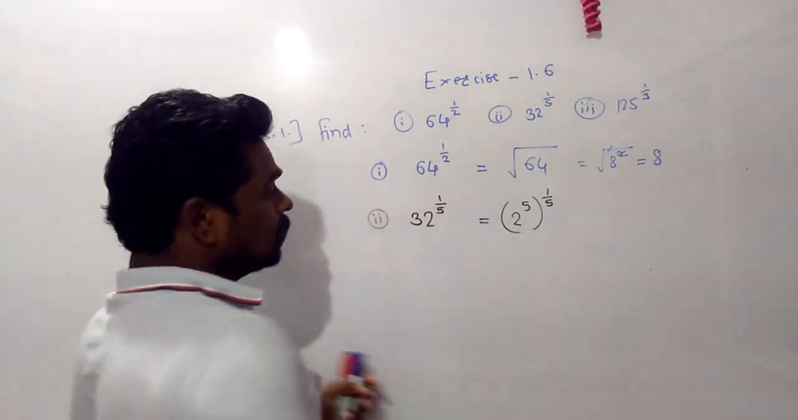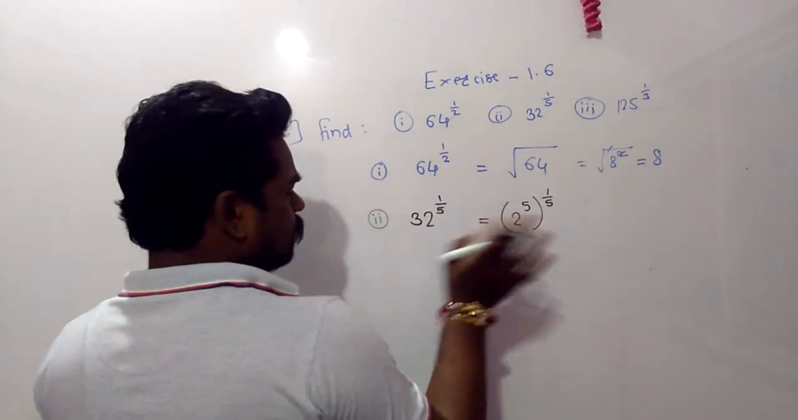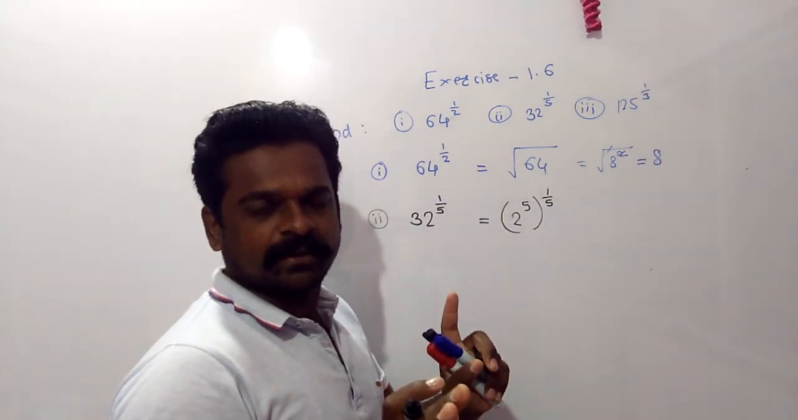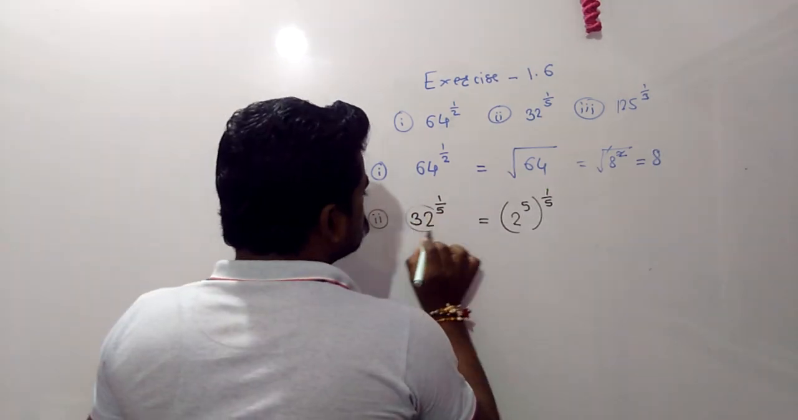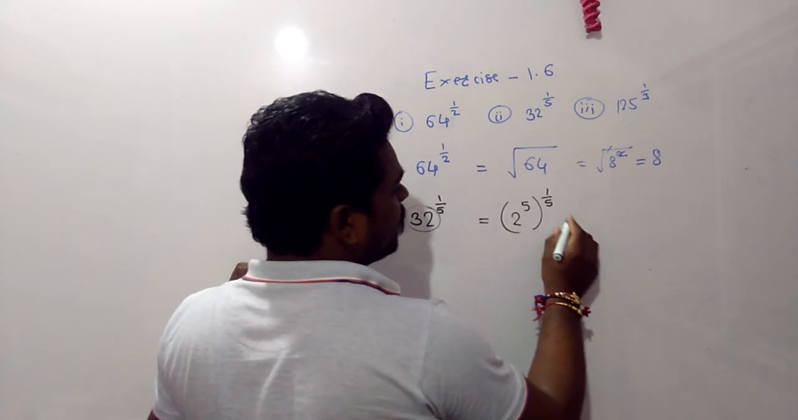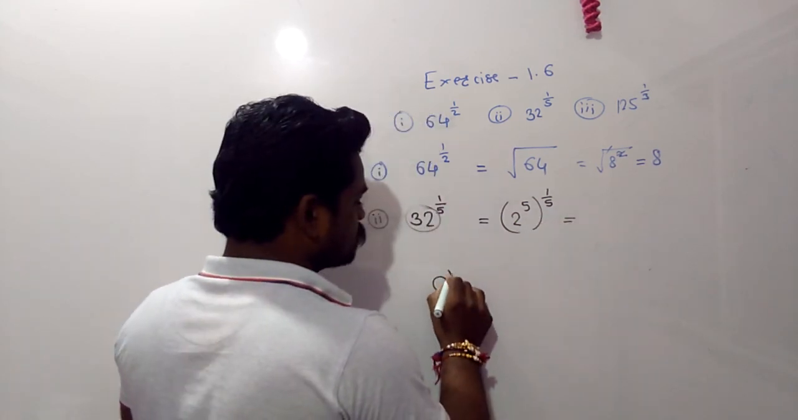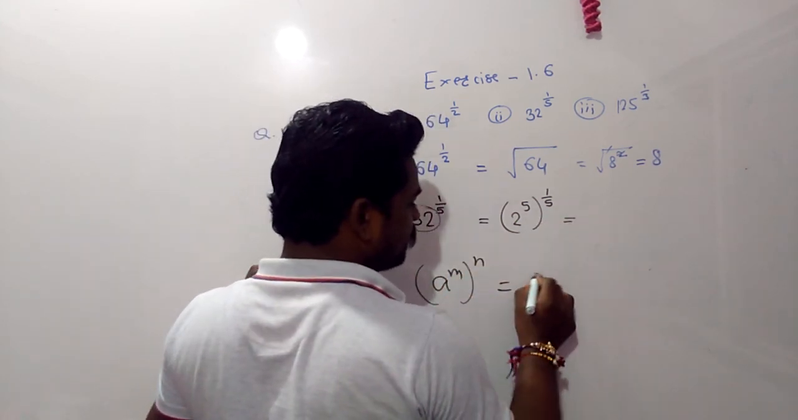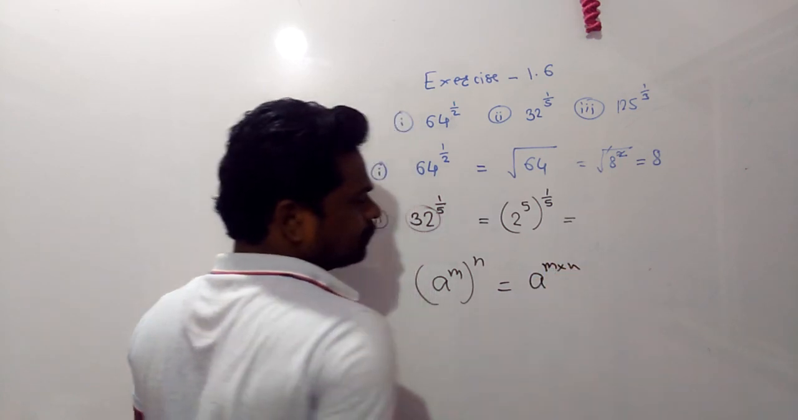Yes, no problem. 2 raised to 5 is what? 32. We didn't do anything different, we just made this simple. 32 is equal to 2 raised to 5. And now if a raised to m raised to n is there, then we can write it as a raised to m into n.